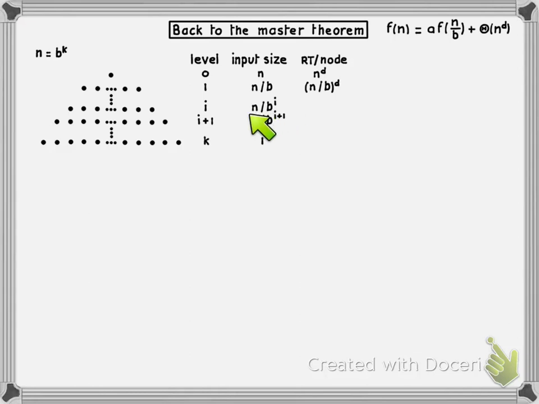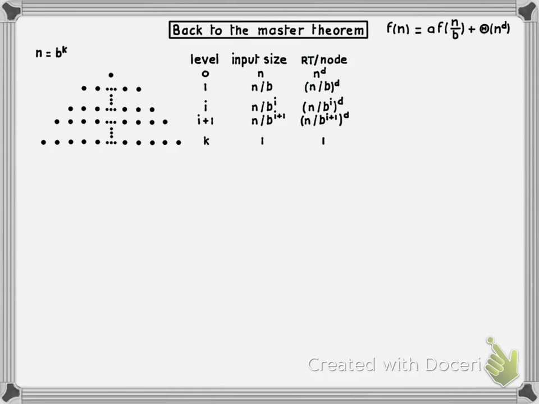So take this number, raise it to the power d, and you get the runtime at each node at level i. Same for level i plus 1, all the way down to the leaf node. Now remember, at the leaf level, level k, the runtime is just a constant. So let's use constant 1. Notice we haven't bothered with the multiplicative constant here. We just use 1 in the theta notation. So this is just the order of the runtime at each node.